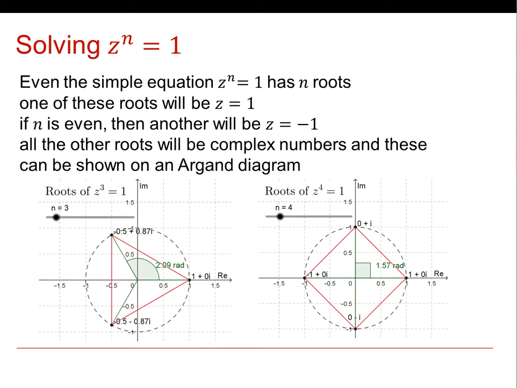Even the simple equation z to the n equals 1 has n roots. Now one of these roots will be z equals 1, and if n is even, then another will be z equals minus 1. All the other roots will be complex numbers, and these can be shown on an Argand diagram, similar to the ones shown in the two diagrams below for z cubed equals 1 and z to the 4 equals 1.